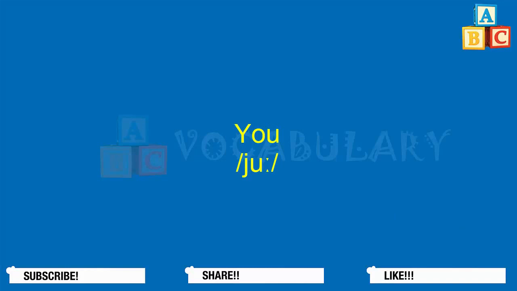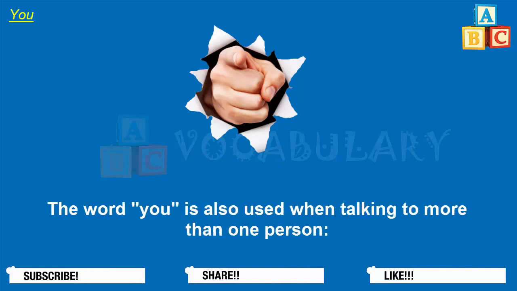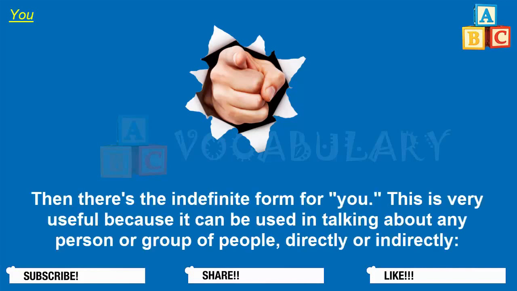You. When speaking directly to another person, use the pronoun you. The word you is also used when talking to more than one person. Then there's the indefinite form for you. This is very useful because it can be used in talking about any person or group of people, directly or indirectly.